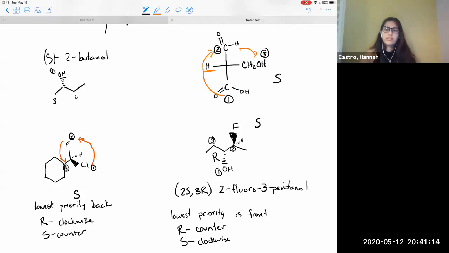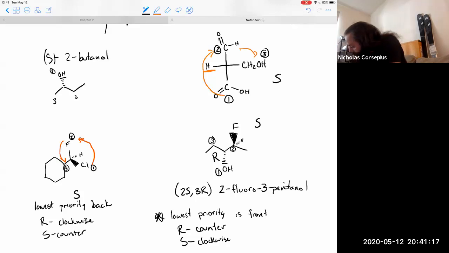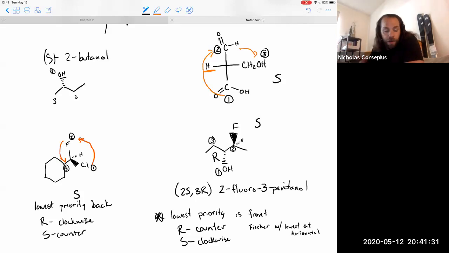So the rules for Fischer are going to be the same as these down here. This is also Fischer with the lowest priority at horizontal, which is the standard way of drawing your Fischer structures, to put that lowest priority group in that horizontal position. If it were in the vertical position for whatever reason, then it's back to our normal R clockwise, S counterclockwise. But again, convention is, 9 times out of 10, you're going to see it in that horizontal position. And then the rules are flipped, so clockwise would be S, counterclockwise is R. Cool? Crash course back on stereochemistry.